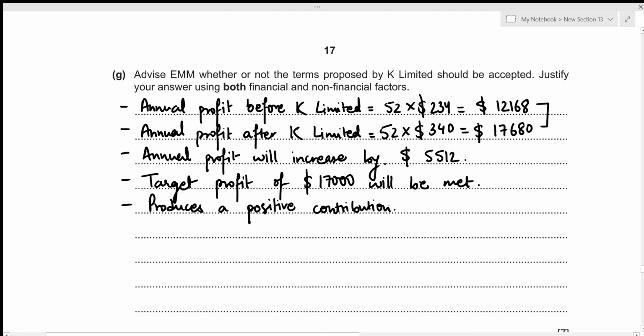And we also know that the proposal by K Limited was only possible because the company still had spare capacity, right? So we are utilizing the spare capacity by accepting the proposal by K Limited. So let's write it down as well. Utilizes the spare capacity. Then previously we only had one customer, which was HCO, right? But if we accept the proposal by K Limited, we will be expanding our customer base. So that's customer expansion, which is very good for any business.